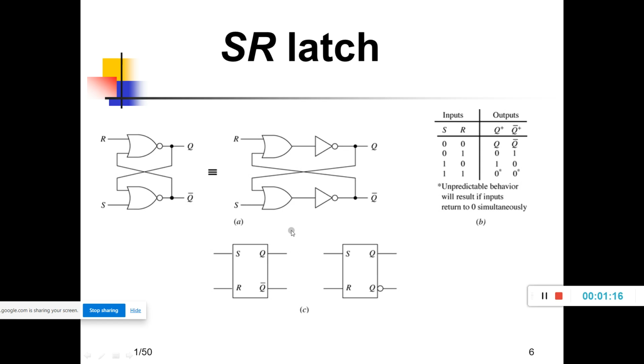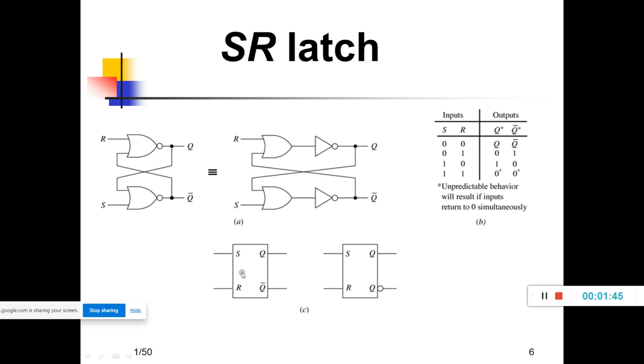The only thing you have to remember here is whenever S is 1 and R is 0, it will set the SR latch. Setting the SR latch means Q is 1, Q bar is 0. Whenever R is 1 and S is 0, that time it will reset the SR latch. Resetting means Q is 0, Q bar is 1. So this is the function of the SR latch which is depicted in this function table.